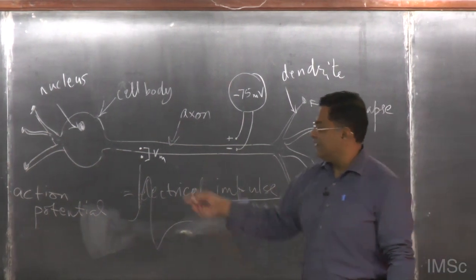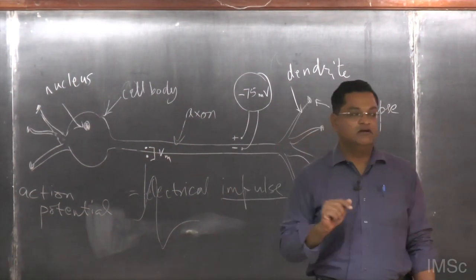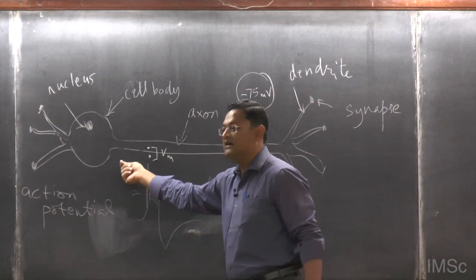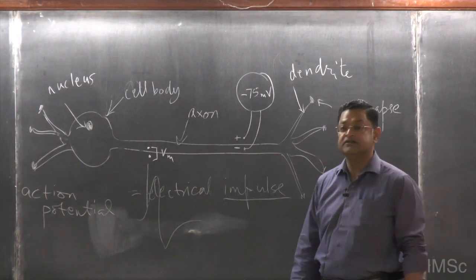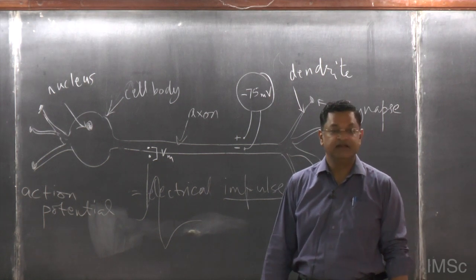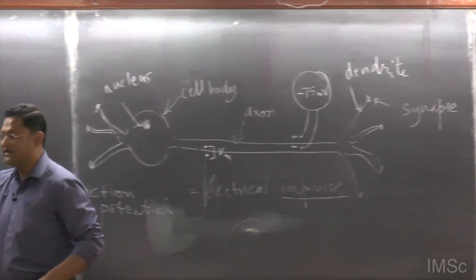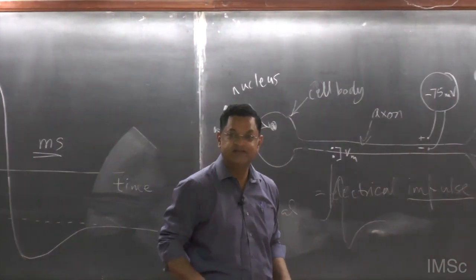Given this, can you now re-answer my question? Why do neurons have long axons? Anybody want to attempt it in light of this new information that this action potential is taking place on the order of milliseconds?